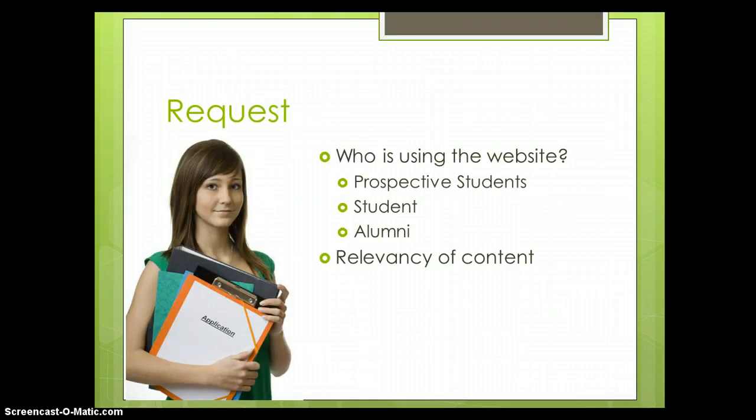And the first stage is called the request stage, which is kind of misleading, but it's basically you're figuring out who's going to be using the website and how to make the content relevant to them. And so since we're doing a university website, you can see prospective students, regular actual students, and alumni are going to be the 3 most prominent users of this website.